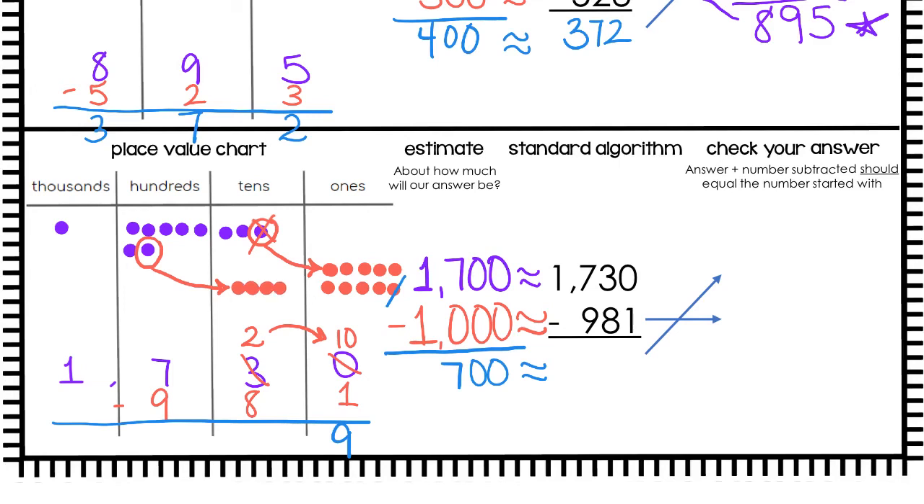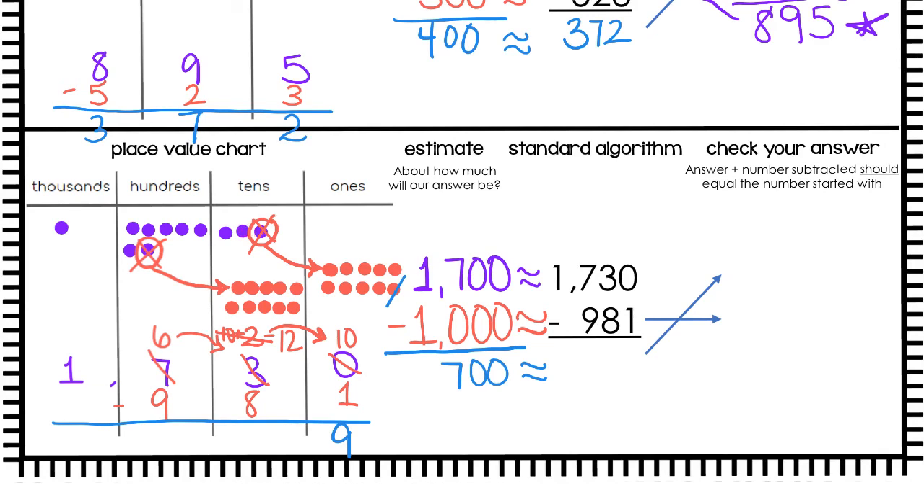10, 20, 30, 40, 50, 60, 70, 80, 90, 100. There is my 100 that I just regrouped. So now instead of having 700s, I have 600s, and I have added 10 more over here. So 10 plus 2 is 12 tenths. Okay, now I have 10, 11, 12 tenths.